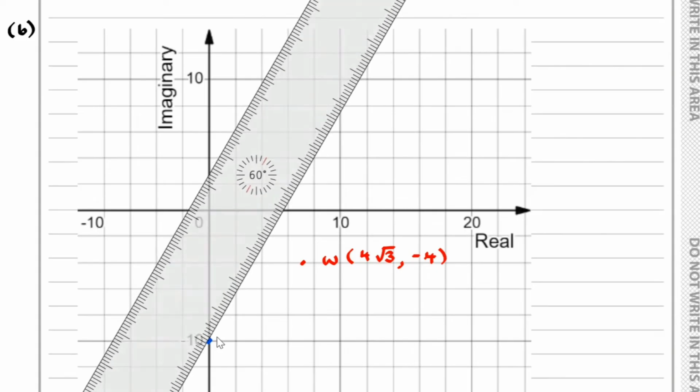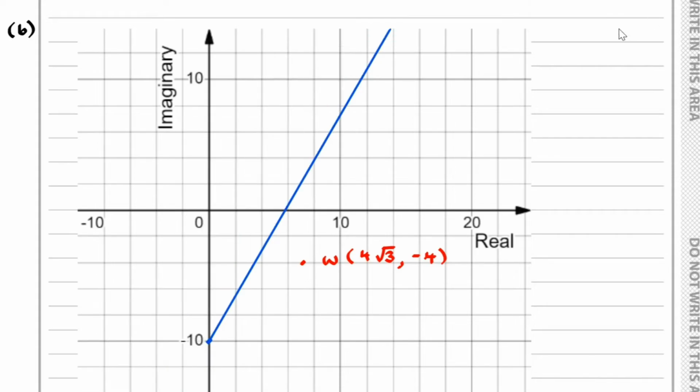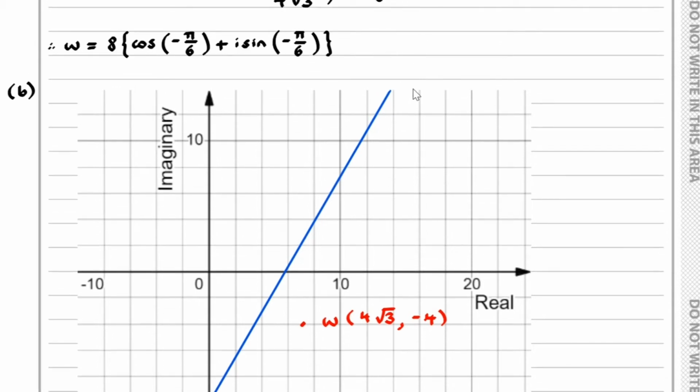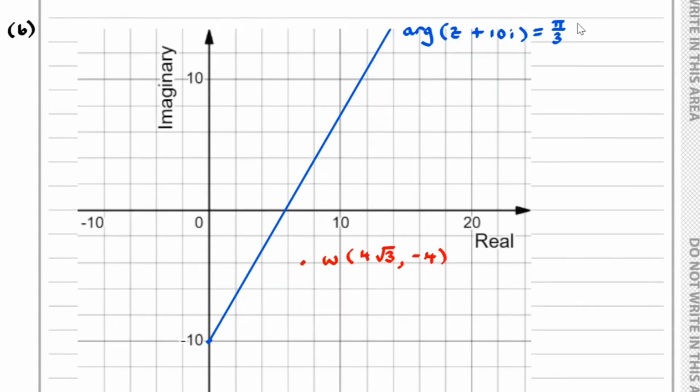And so, drawing our half line, like so, you can see then here, we have the argument of z plus 10i equaling pi over 3. So we've got the point w, we've got our half line.